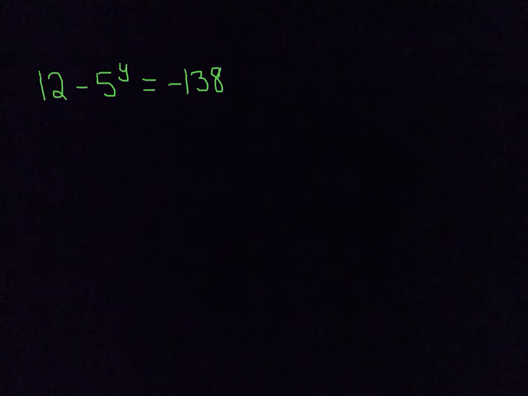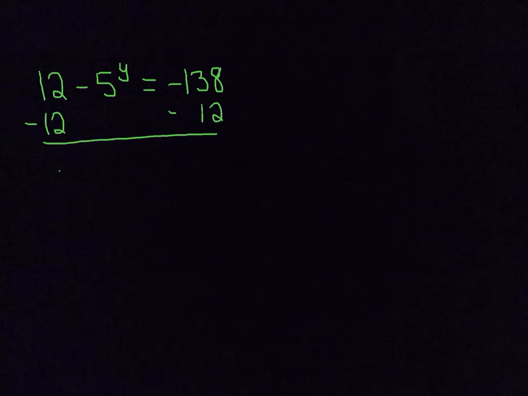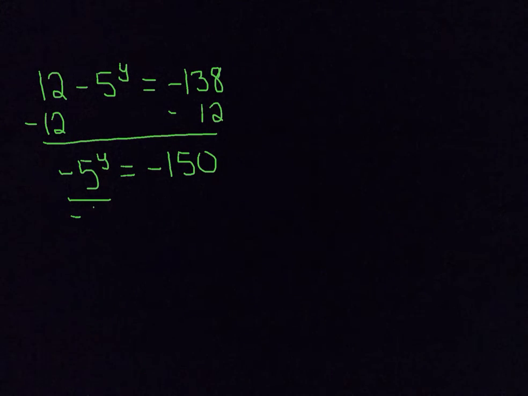Here we have an equation. 12 minus 5 to the y power is equal to negative 138. What we're trying to do is solve for y, so you want to get y by itself. The first step will be to subtract 12 from both sides. So we get negative 5 to the y power is equal to negative 150. Next step would be to divide by the negative 1, so we want a positive value here. So 5 to the y is equal to 150.